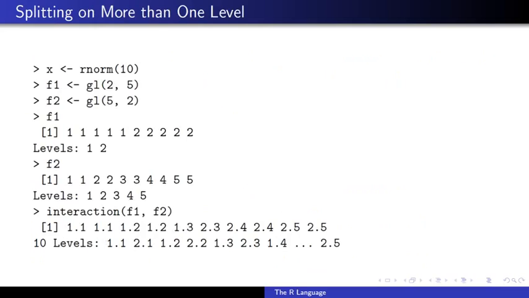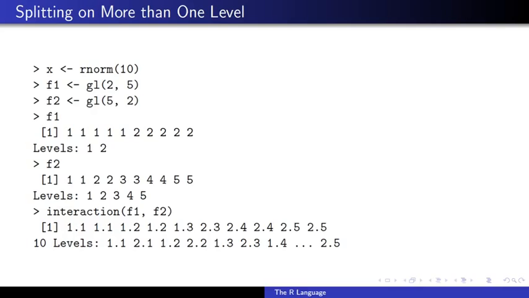So the last thing I want to talk about is splitting on more than one level. In the past couple of examples, I've only had a single factor variable, and I've split whatever the object is, a vector or a data frame, according to the levels of that single factor. But you might have more than one factor. For example, you might have a variable that's gender, so it has male and female, and you might have another variable that's race. And so you might want to look at the combination of the levels within those factors.